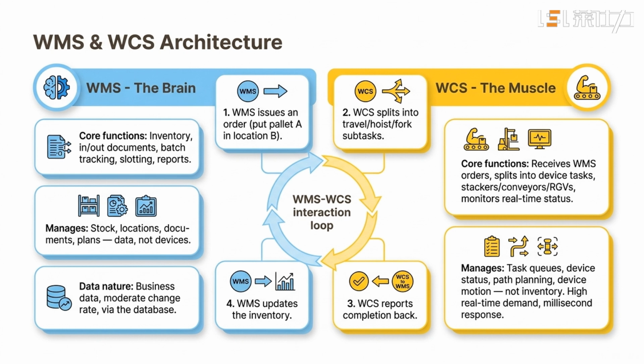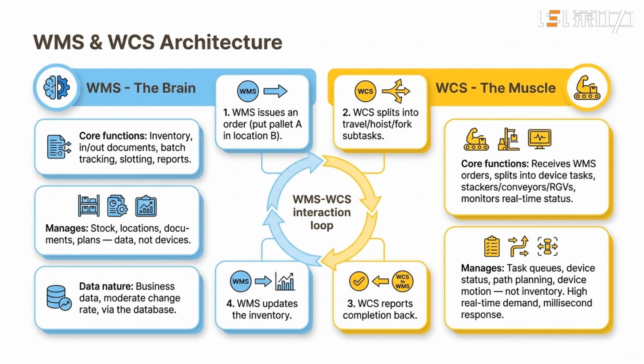Simply put, WMS manages inventory. WCS manages devices. That is, the WMS knows what goods are in your warehouse and where. The WCS knows how to make the stacker fetch them. For example, the WMS issues an order. Say, put pallet A in location B, and the WCS breaks it into a series of subtasks: travel, hoist, fork, and so on. When done, the WCS reports the status back to the WMS, which updates the inventory.